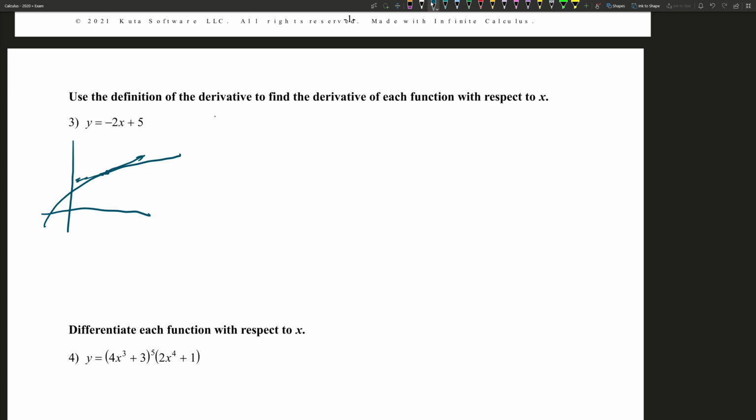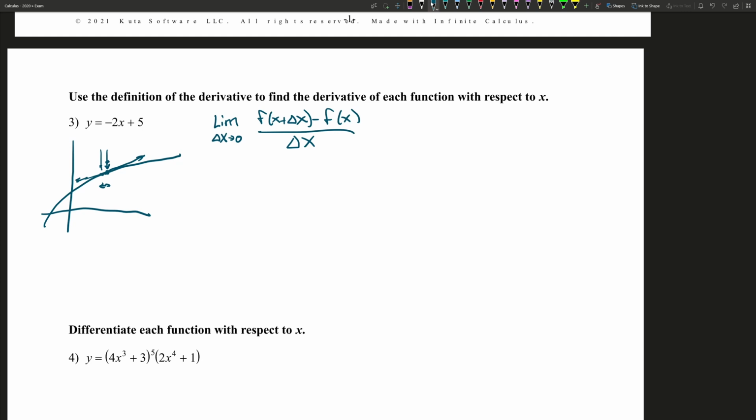Our actual definition is the limit as delta x approaches 0 of f of x plus delta x minus f of x, all over delta x, where delta x is the distance between these two points. f of x plus delta x could be, let's say, this point, and f of x is just this point. If we take the slope of those two points, we get what our fraction looks like right here.